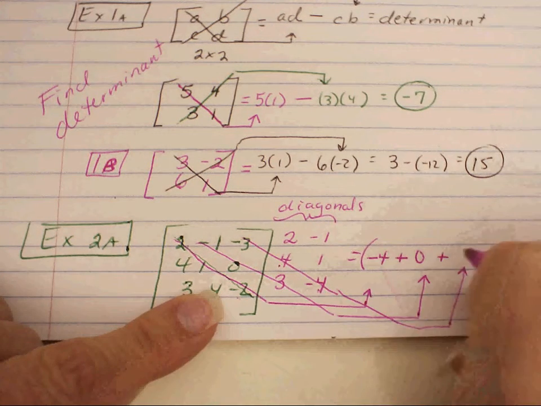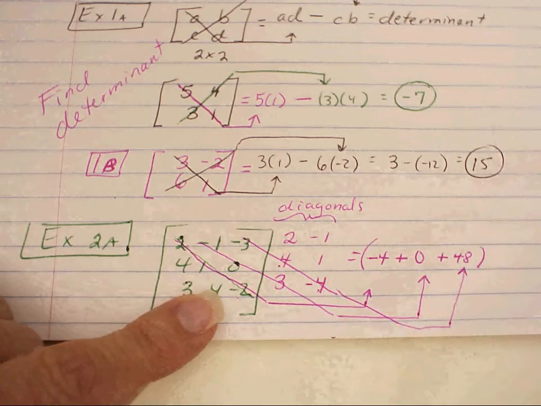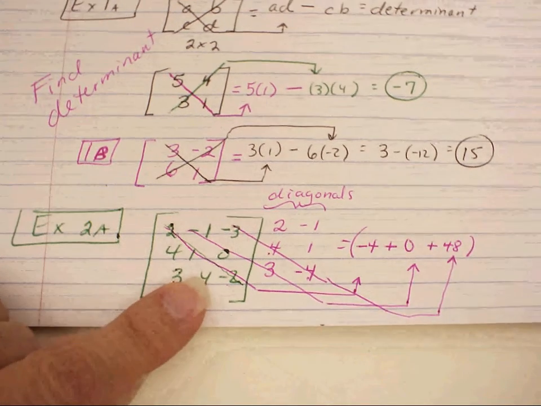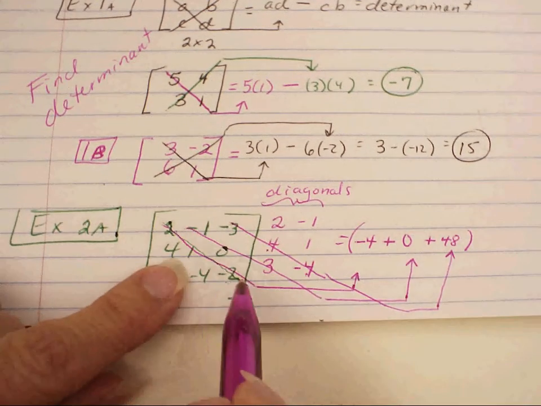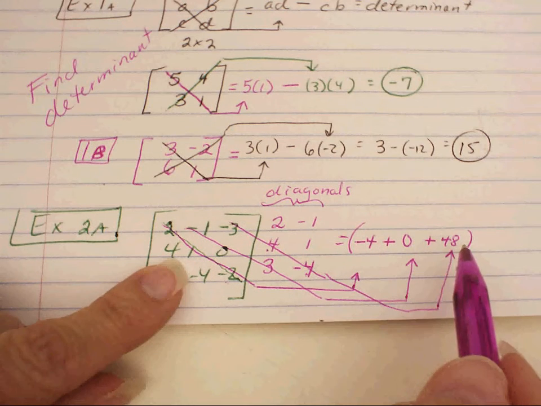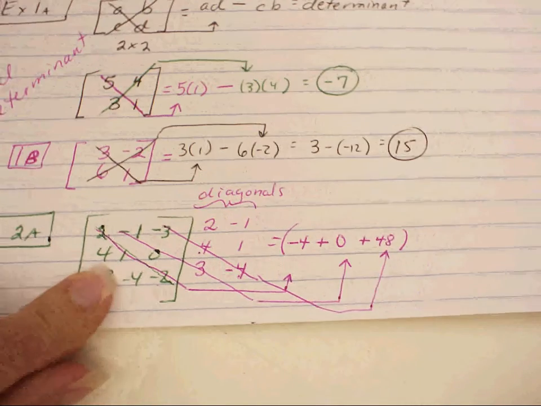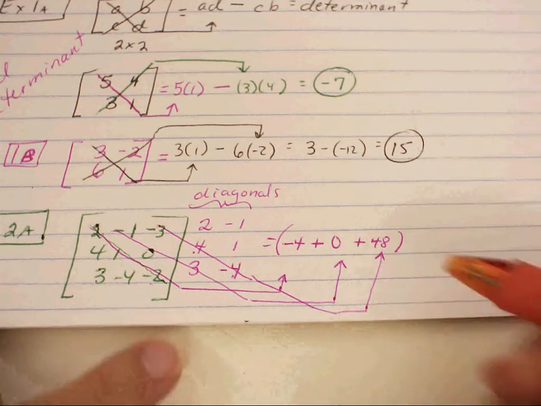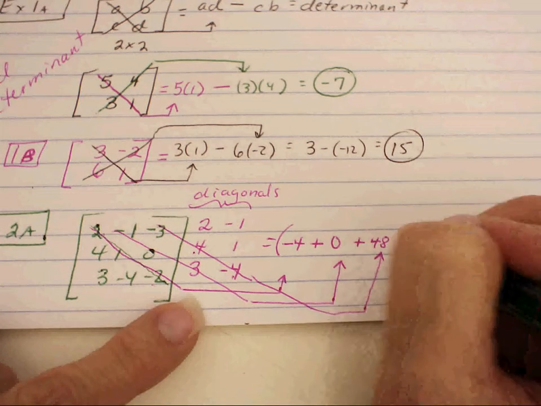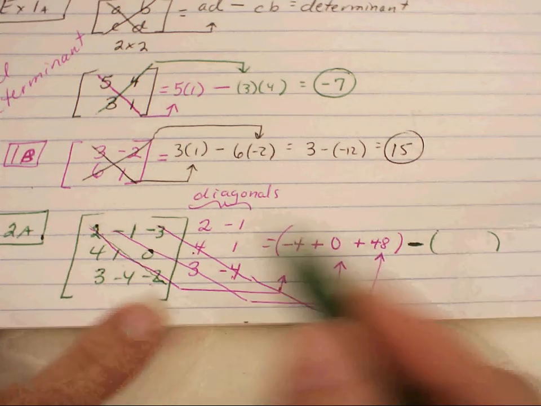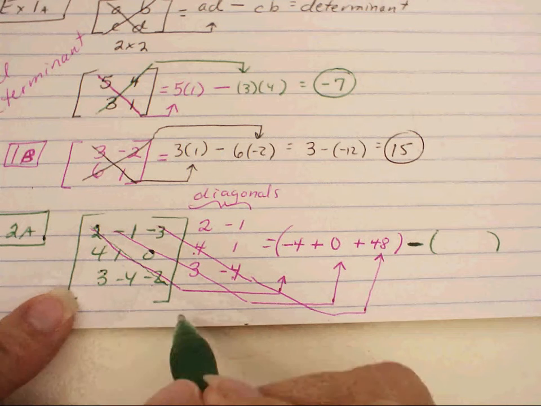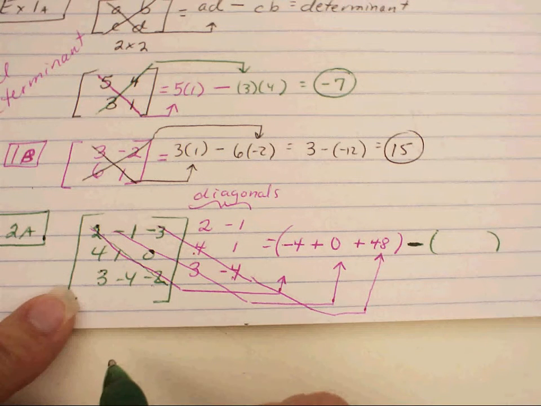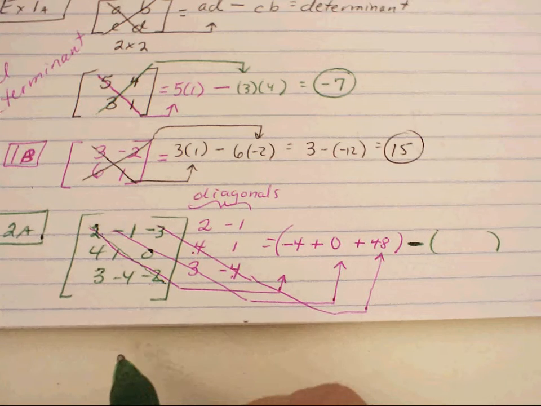0 times anything is what? 0. And then your third diagonal is negative 12 times 4, which is positive 48. So that is my down and to the right diagonals. I'm multiplying the diagonals, and then I'm going to sum all those up in just a minute. It's still a difference problem.